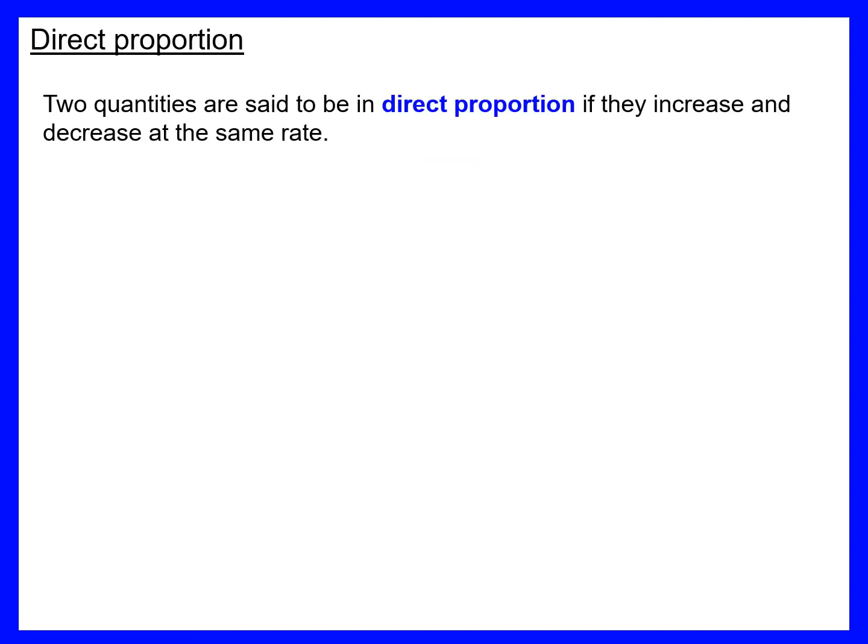Okay, so direct proportion then. Direct proportion is when 2 quantities increase or decrease at the same rate. So either they both get bigger at the same rate or they both get smaller at the same rate.